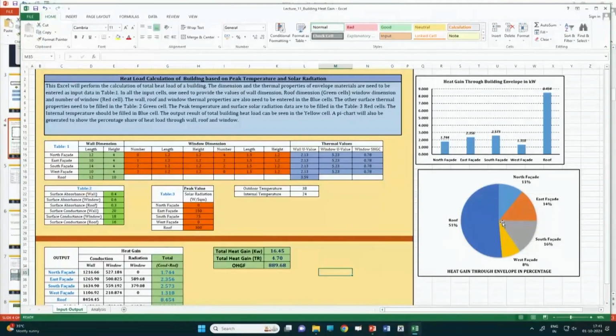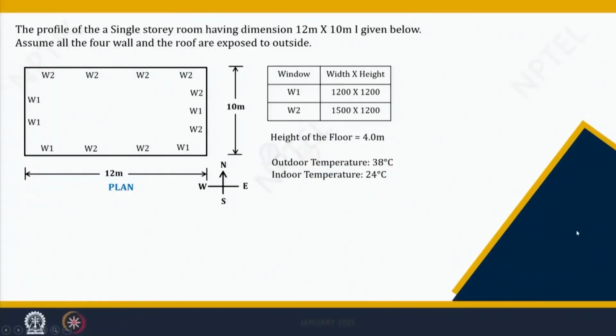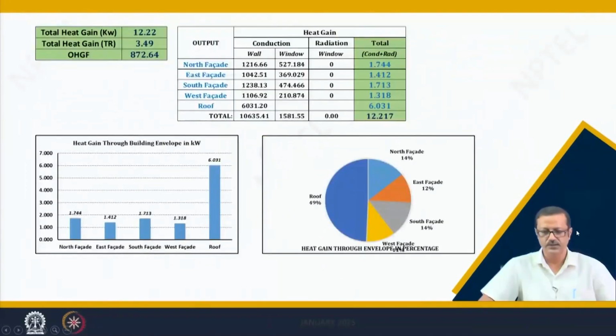Here I have taken only the outdoor temperature and the indoor temperature difference over here, you see, and this is the place where you can put your values of the U value of the wall and U value of the roof, U value of all the window values. SHGC values we will take in the next and we will see. So, in the PowerPoint presentation now, we have this chart ready.